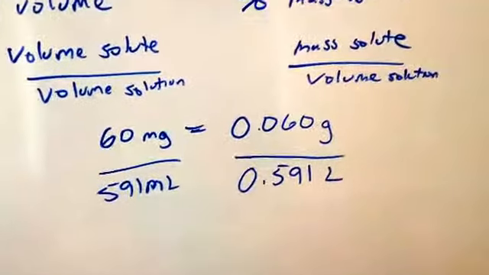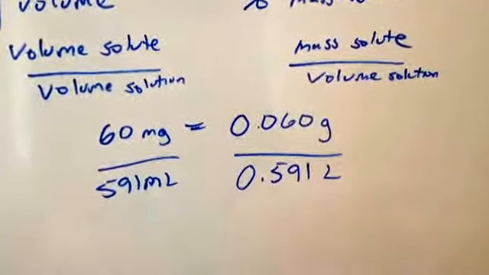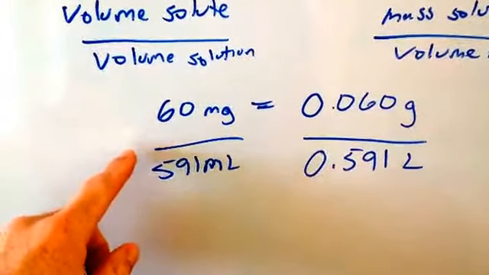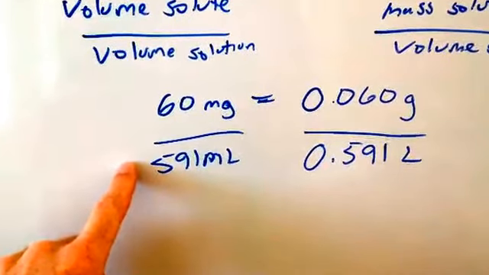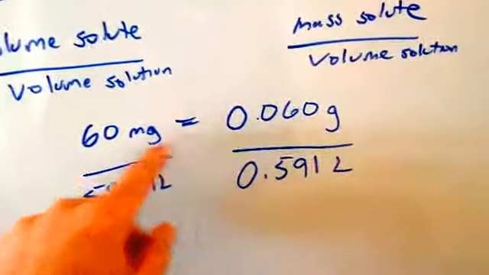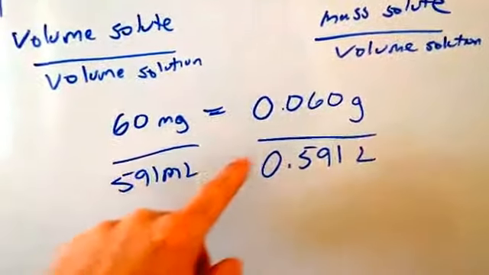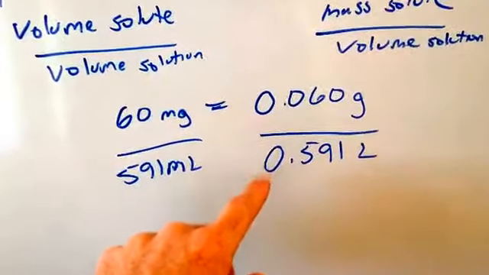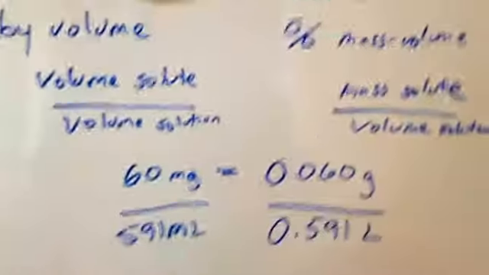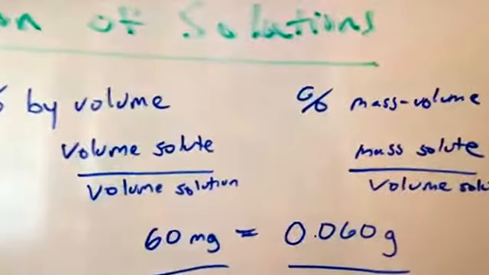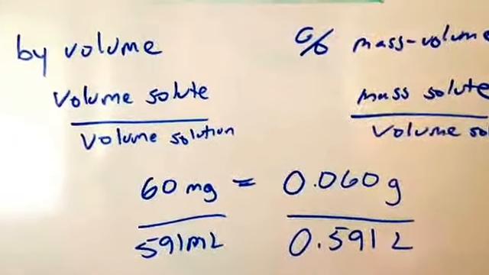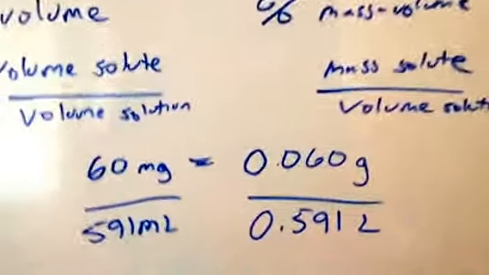If I'm using a mass volume percent, I could write this as 60 milligrams of potassium, K, over 591 milliliters total volume, and I could calculate. Or I could express this by multiplying by 1,000 in both cases to convert to grams and liters. Notice I'll end up with the same general calculation. I punch this in my calculator. I take 60 divided by 591.